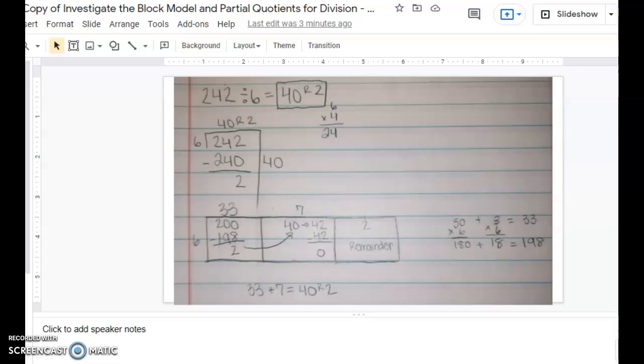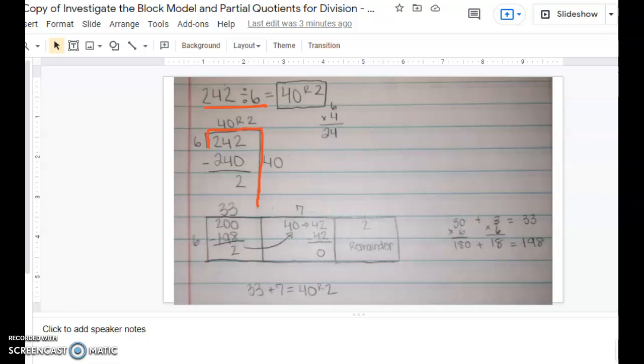This is the first problem that I have. Here we have 242 divided by 6. I took that with... I was not aware of this being called the scaffolding model or the scaffolding strategy. I actually knew it as the big seven.